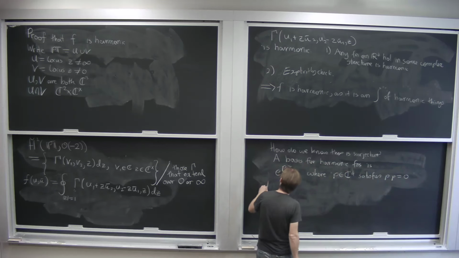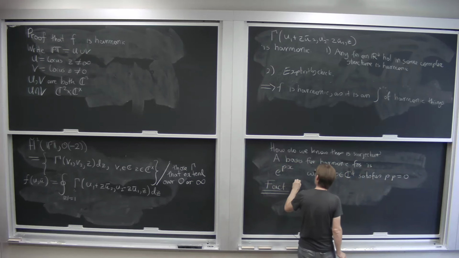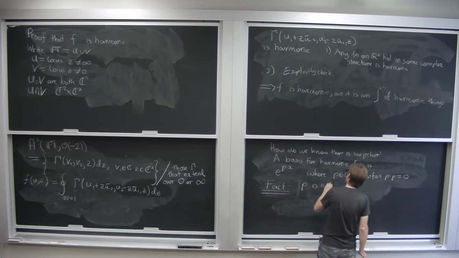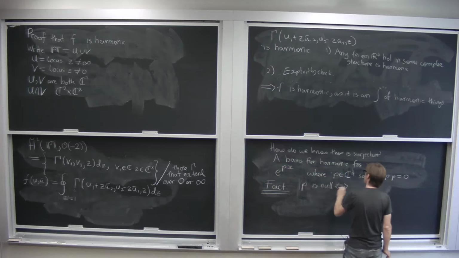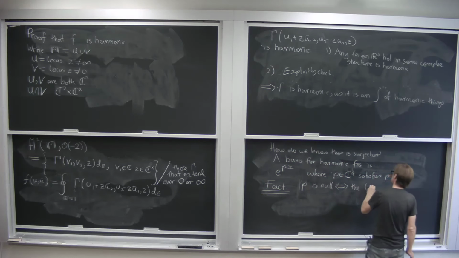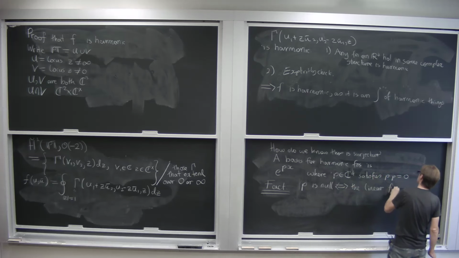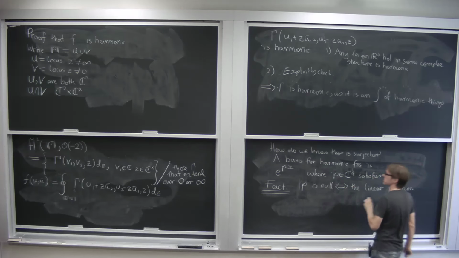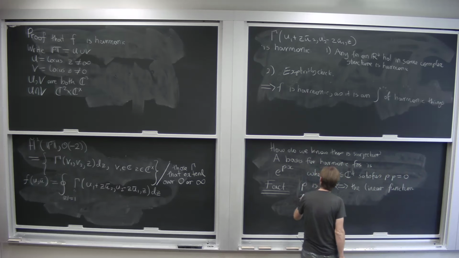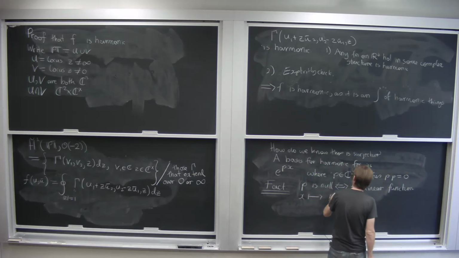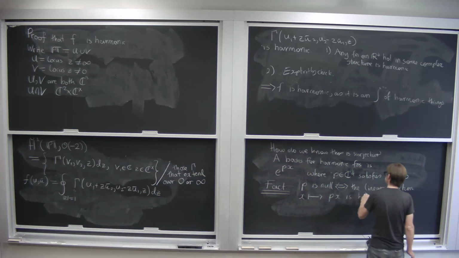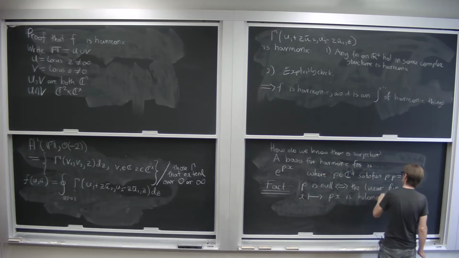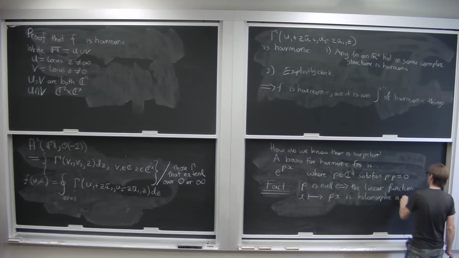So here's the following fact. p is null if and only if the linear function x goes to p·x is holomorphic in some complex structure.